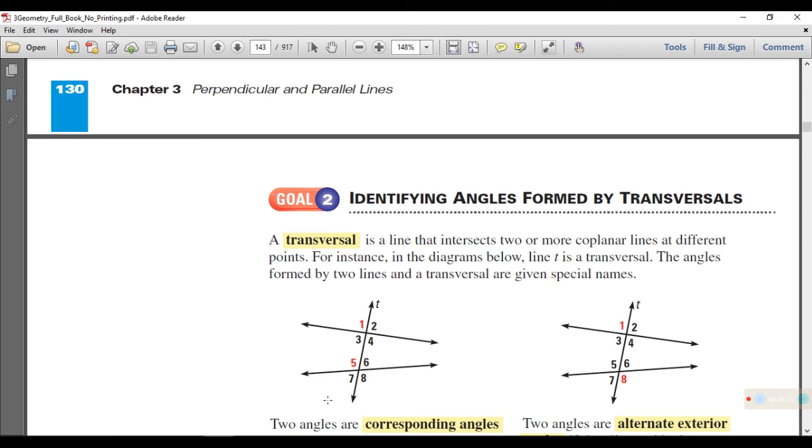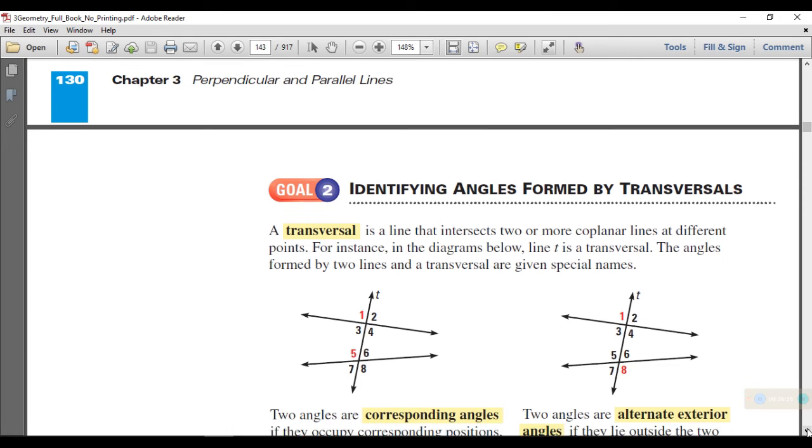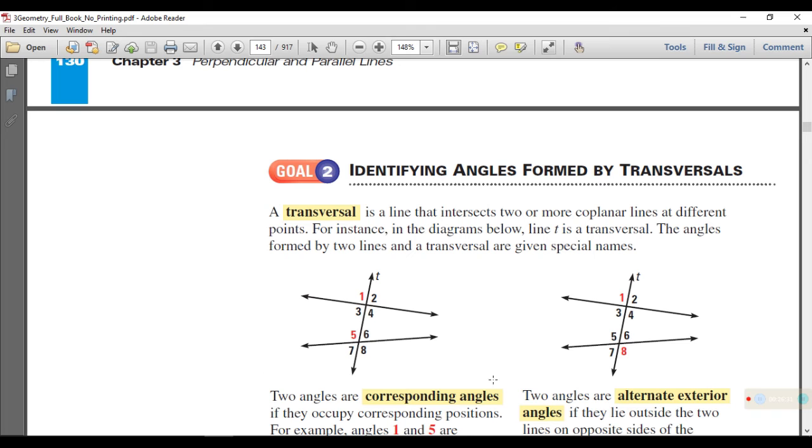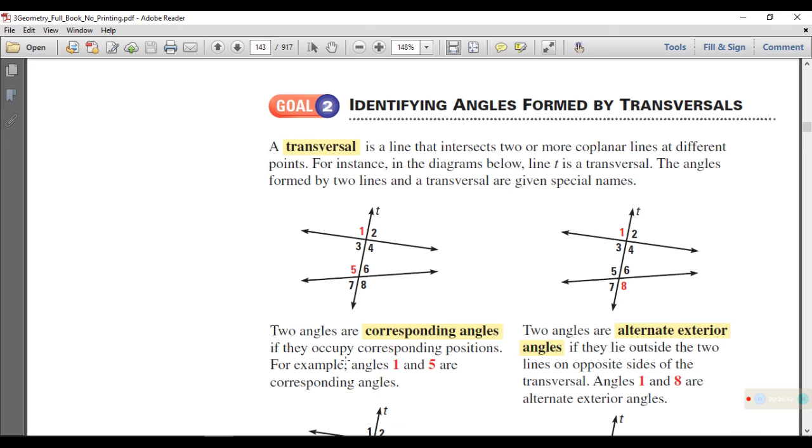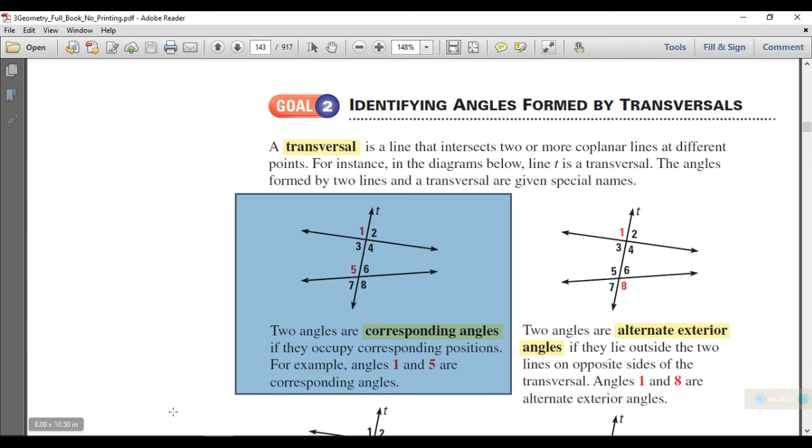The angles formed by two lines and the transversal are given special names. Familiar na kayo dun sa vertical angles. Kasi pagka nagkaroon ka ng intersection ng transversal at saka nung lines on the plane, magkakaroon ka ng vertical angles. But aside from that, we have other special angle pairs. Let's start with corresponding angle. Tingnan nyo tong dalawang red. We have 1 and 5. When we say corresponding angles, two angles or corresponding angles if they occupy corresponding positions. Medyo hindi siya malinaw, 'di ba? So, i-aano ko siya. Mas ika-clarify ko siya dito.